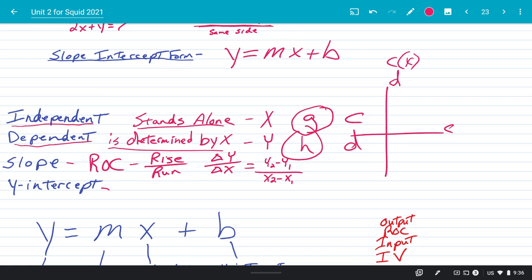The y-intercept. So y-intercept. Initial value. Or the constant. Yes? All right.